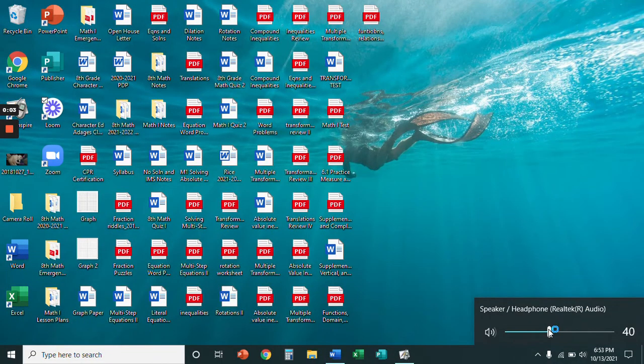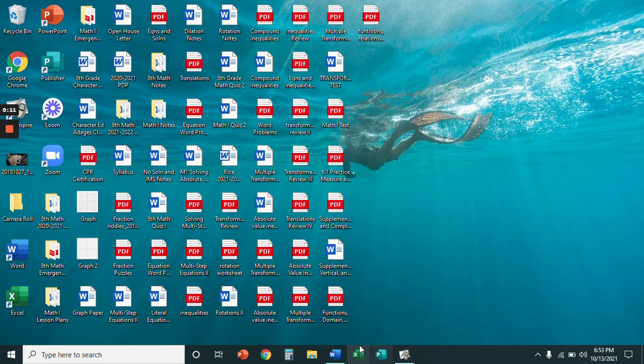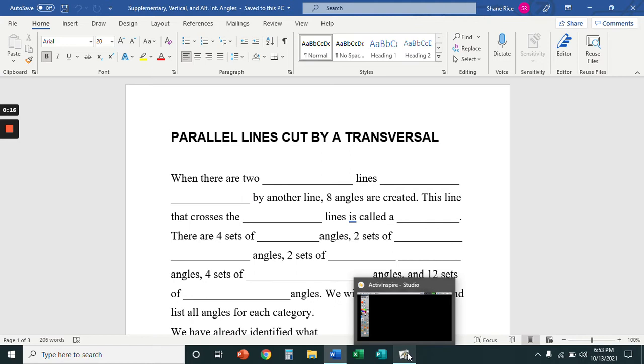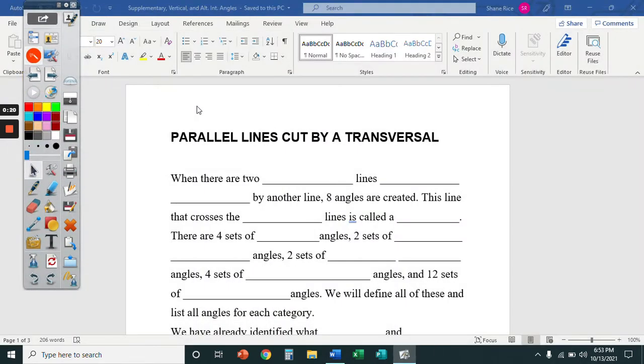All right, guys. So today we're looking at vertical angles, supplementary angles, and then we're going to look at what's called alternate interior angles. And what we're talking about is when we have two parallel lines that are cut by a transversal. And this will all make sense in a minute. So we're going to start filling out the notes.